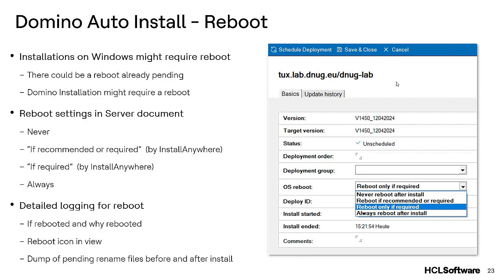want the ones back. So we currently have these 4 options, which are never reboot after install. So even if install anywhere recommends or requires it, we would still not reboot. Then there's one to reboot if recommended or required, reboot only if required, or there's also an option for always reboot, because there are administrators that just for safety's sake and to start clean like to reboot after an installation. So that's there for that purpose.